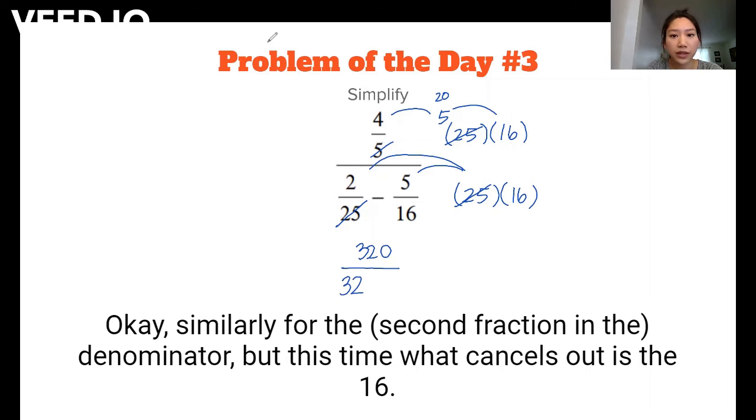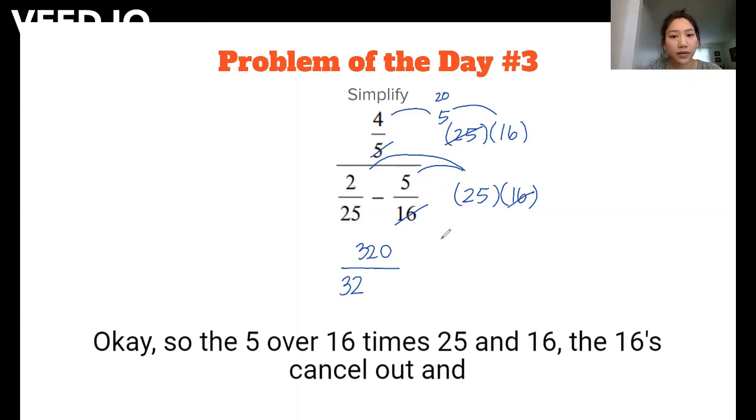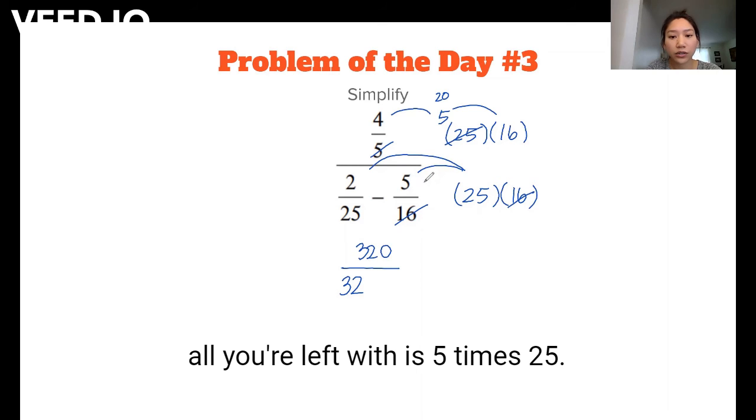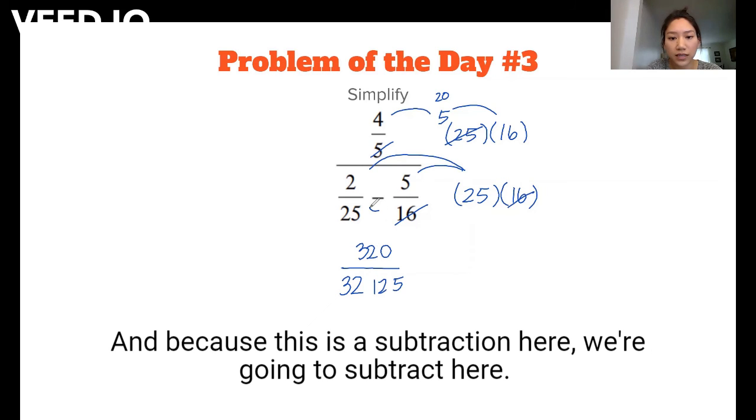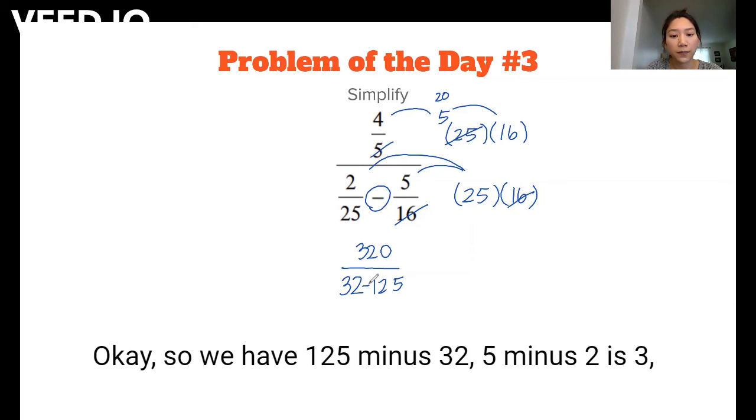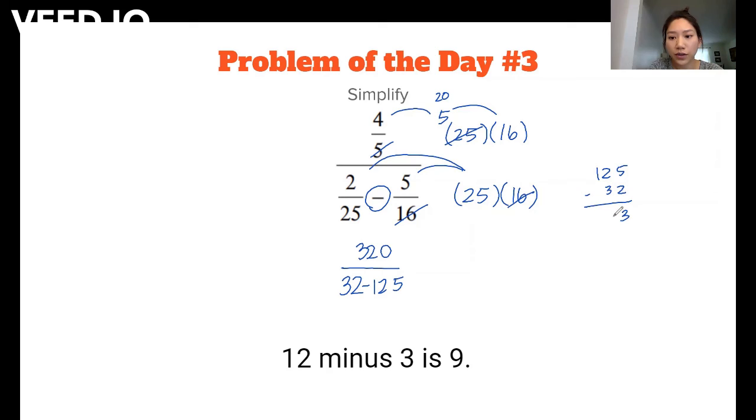Okay, similarly for the second fraction, but this time, what cancels out is the 16. So the 5 over 16 times 25 over 16, the 16s cancel out, and all you're left with is 5 times 25. So 5 times 5 gives us 25, so carry a 2. 5 times 2 gives us 10, plus a 2 gives us 12, and because this is a subtraction here, we're going to subtract here. Okay, so we have 125 minus 32. 5 minus 2 is 3, 12 minus 3 is 9.